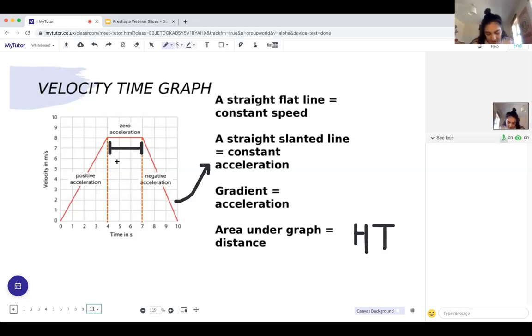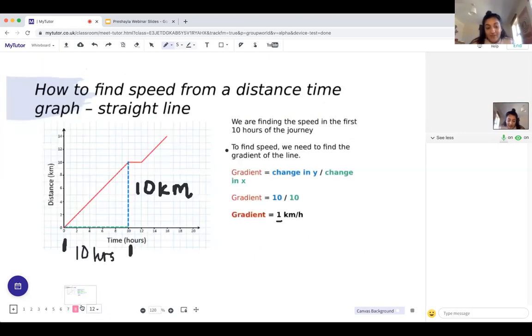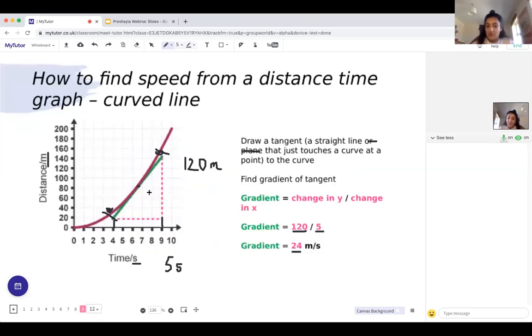Somebody said, can you find the equation of the curve and then substitute time into it to find distance? Yes, you can find the equation of the curve, but sometimes they won't give you enough information to do that, and they definitely would not expect you to do that. They would not expect you to find the equation of the curve at all, so really don't worry about that. It's going to be very, very difficult for you to do that in a physics exam. So yeah, don't worry about that. Just draw a tangent and find the gradient of the tangent.